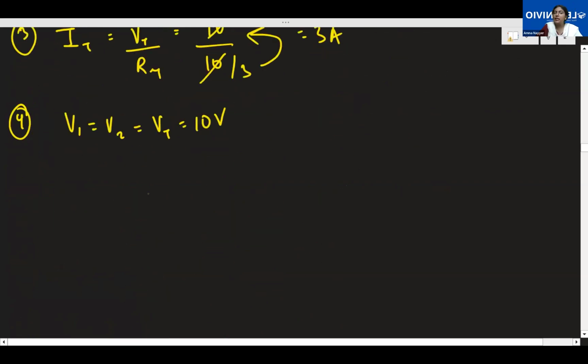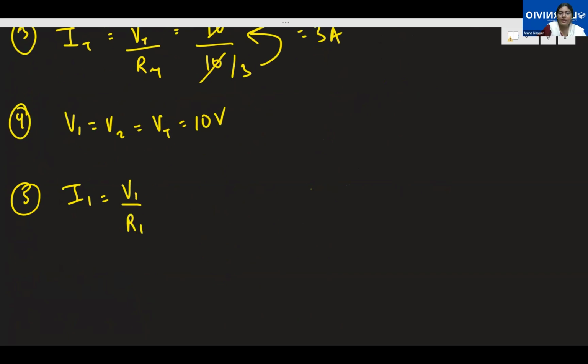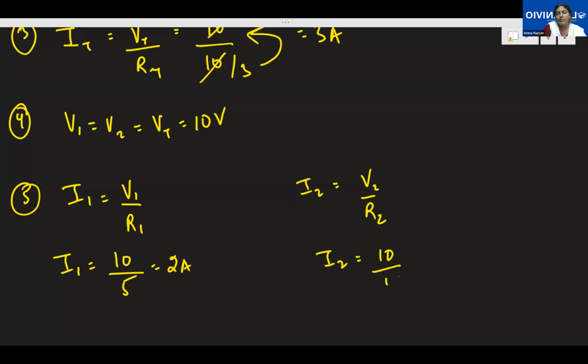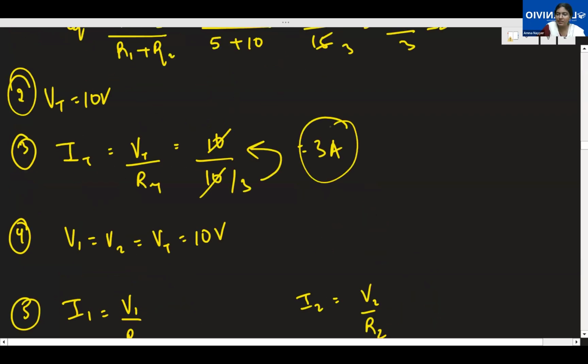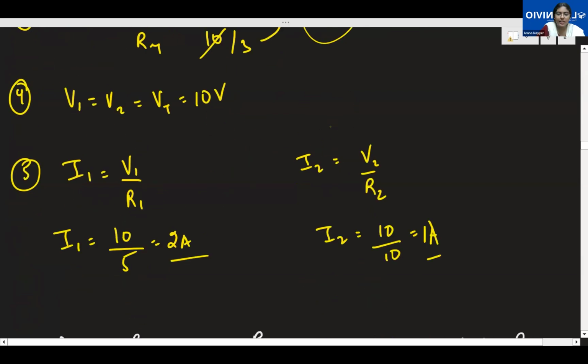Finally, current in each. This time current will be different. If I want to find I1, I'll use V1 by R1. If I want to find I2, I'll use V2 by R2. I1 will be V is 10, R1 is 5, so that becomes 2 ampere. I2 will be 10 by 10, which is 1 ampere. See, 2 ampere, 1 ampere. If I add them, I get the 3 ampere back, which means the calculations are correct and justified. So this way you can check it.